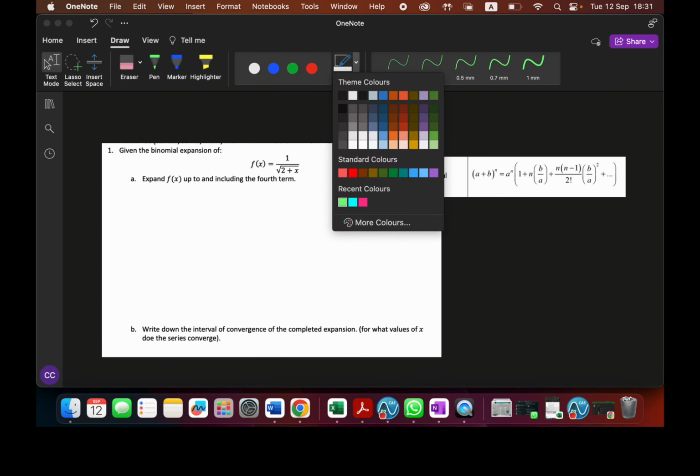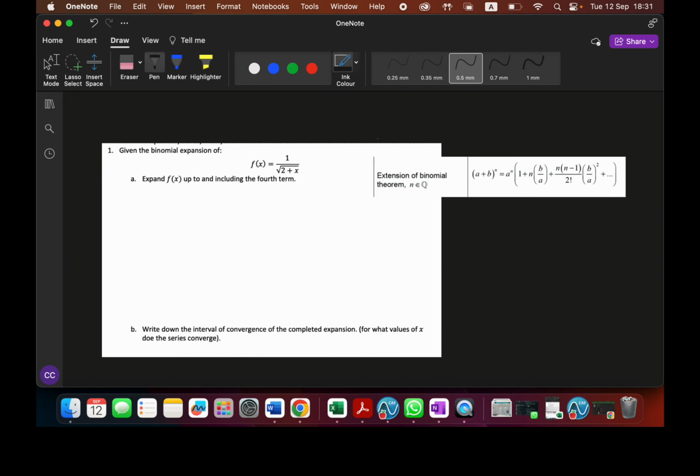Now, in order to do this, all right, we need to recognize that what that actually is is 2 plus x to the negative 1/2 power. And the way that we would deal with that is with this extension of the binomial theorem. So let's first just recognize what we have. Our a term is 2, our b term is x, and our n term is negative 1/2.